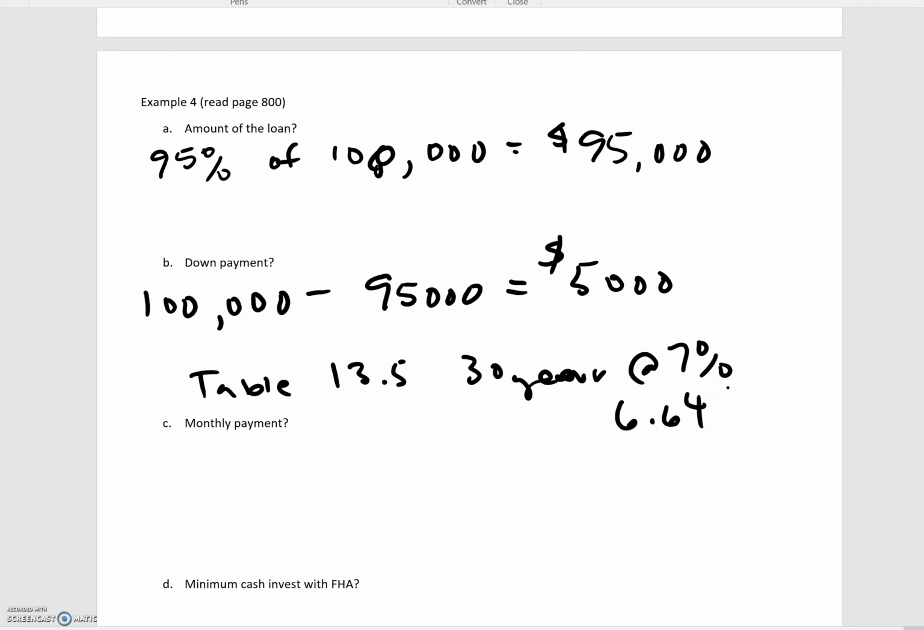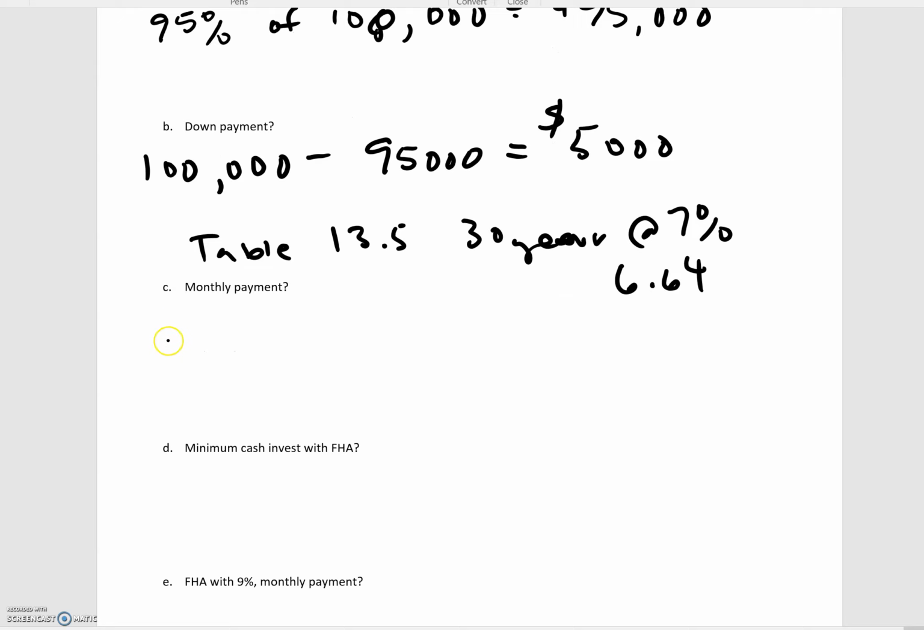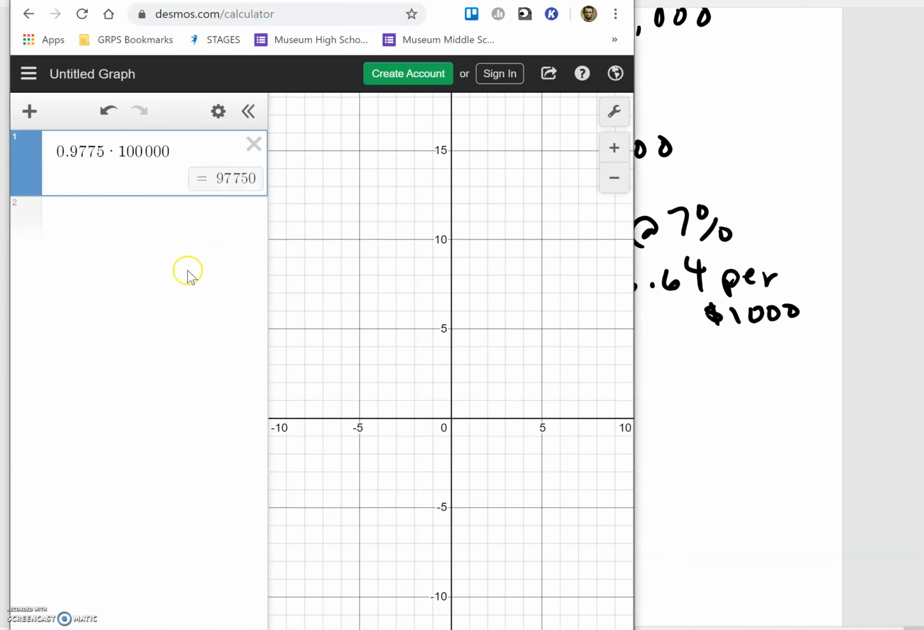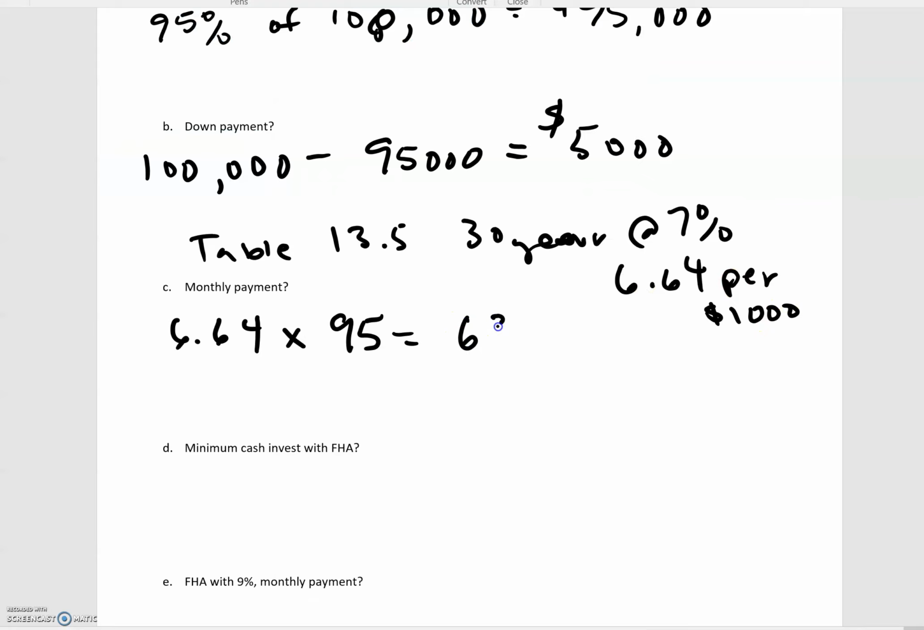And what that says is it's going to cost $6.64 for every $1,000. So to figure out the monthly payment, and that's what this table does for us, we'll take 6.64 and multiply it by 95, because that's how many thousands. This is per $1,000. And this will give us a monthly mortgage payment. So 6.64 times 95 means it's going to be $630.80 for this mortgage.